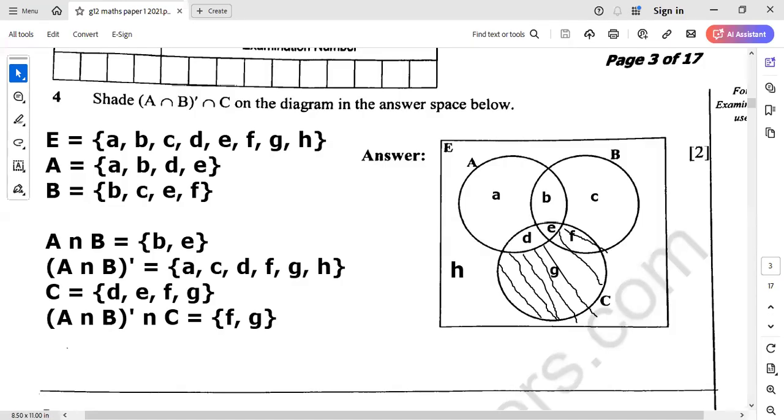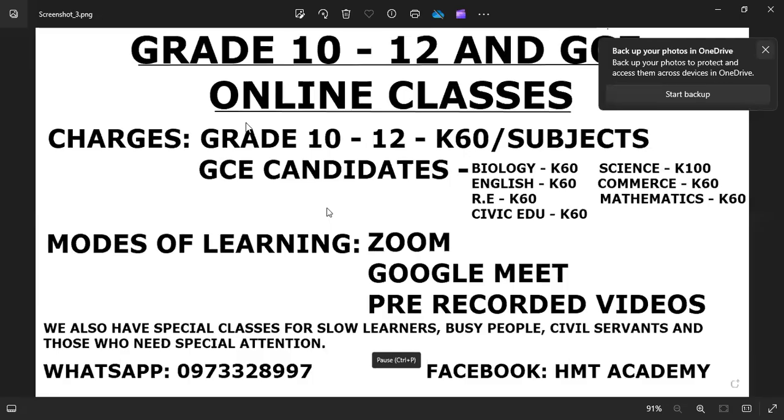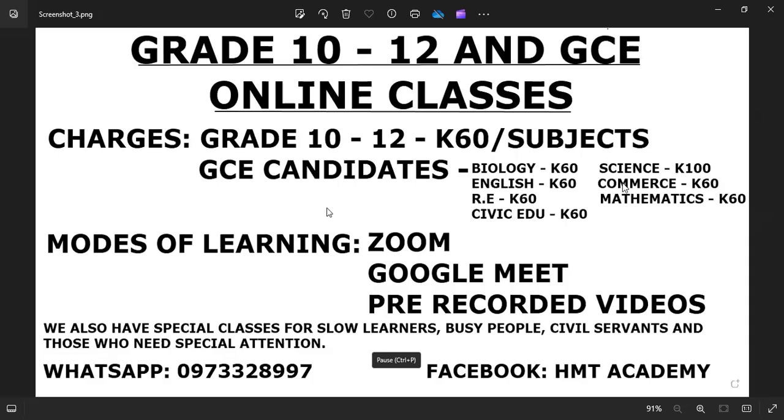Grade 10 to 12 and those writing on a GC. So these are the charges. The category subject for grade 10 to 12 GC candidates is 60 kwacha for biology, and the other subjects are also 60 kwacha. Science only is the one that's 100 kwacha.